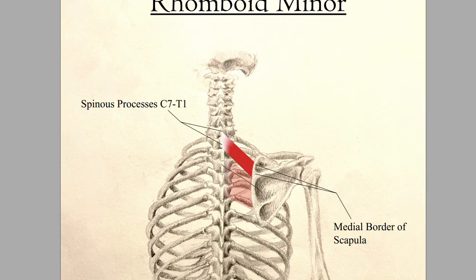This is going to be better. So it's going to pull it that way, okay? And this one also, it's going to pull it that way, okay? So that's going to be the action for the rhomboid minor and the rhomboid major. And essentially what that is, that's a retraction. That's a retraction of the scapula, okay?